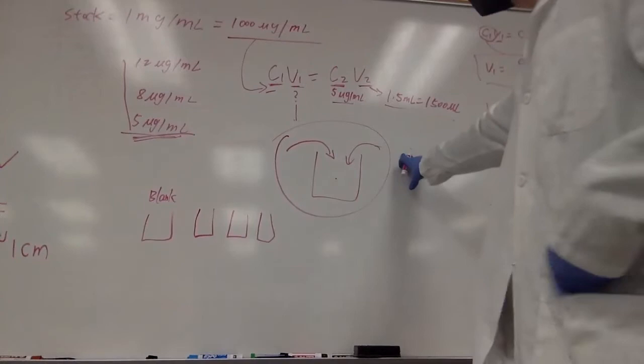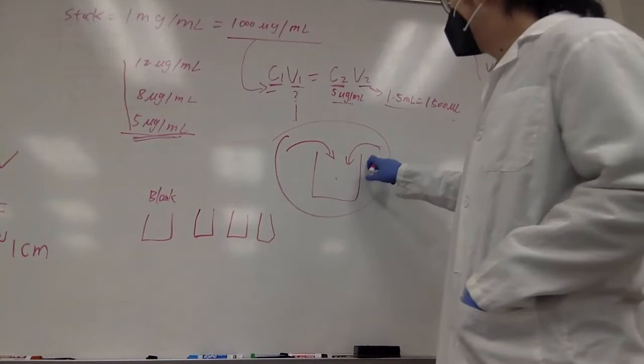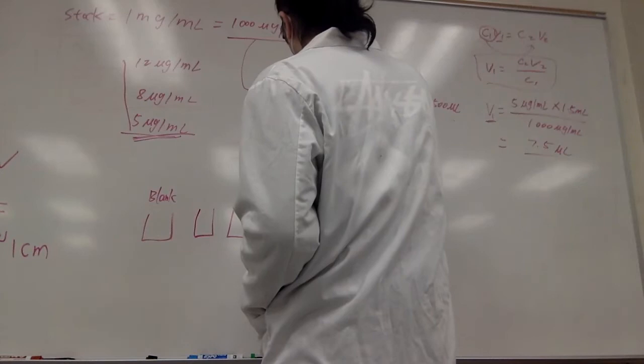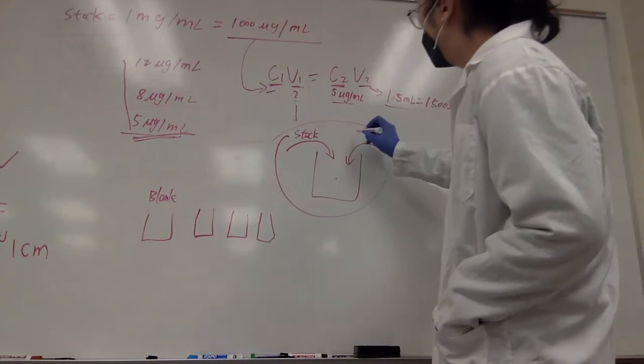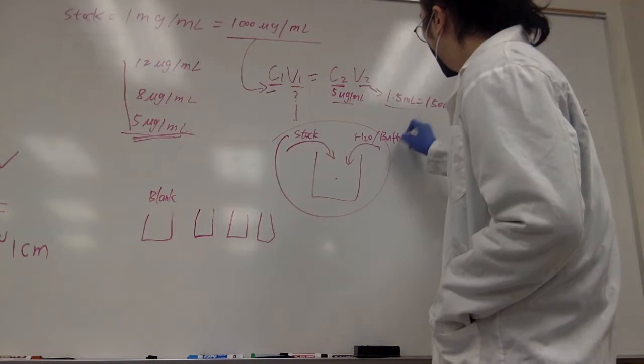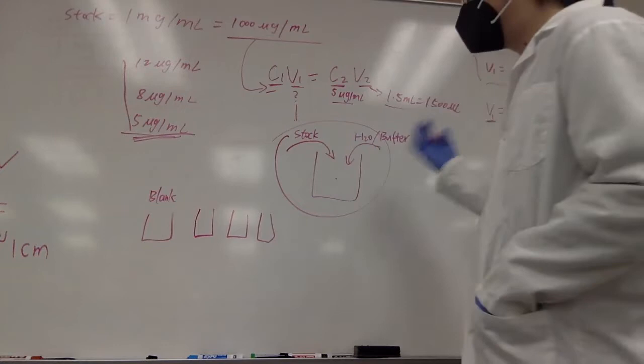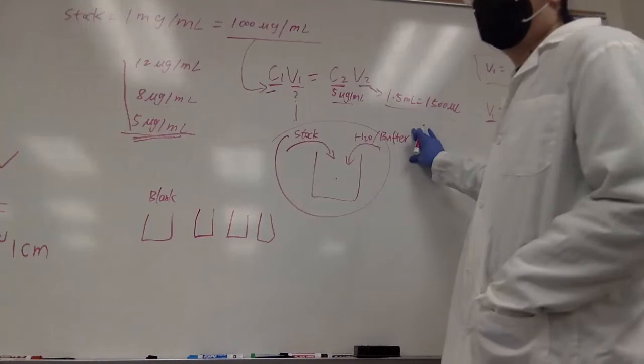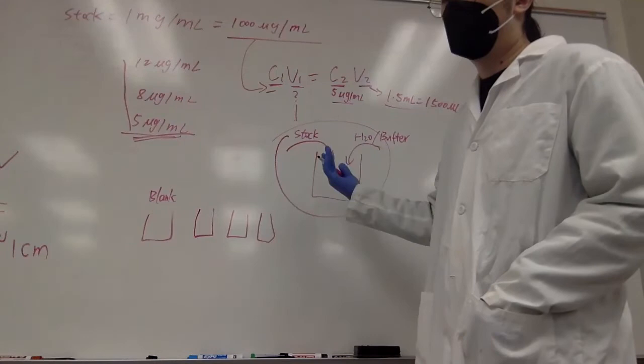If you look at this graph, what I'm showing here is the beaker. When we say making dilutions, that means we're going to add some stock solution. After that, we need to add some water or buffer to dilute it. So the key concept for making dilutions is calculating how much stock solution you need to add and how much buffer or water you need to add into the beaker to dilute the stock solution.